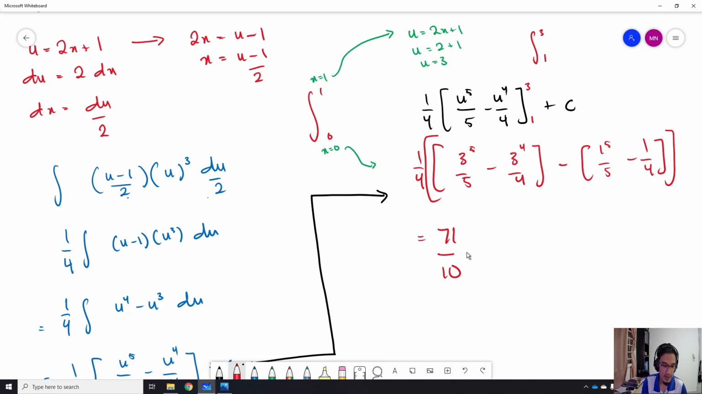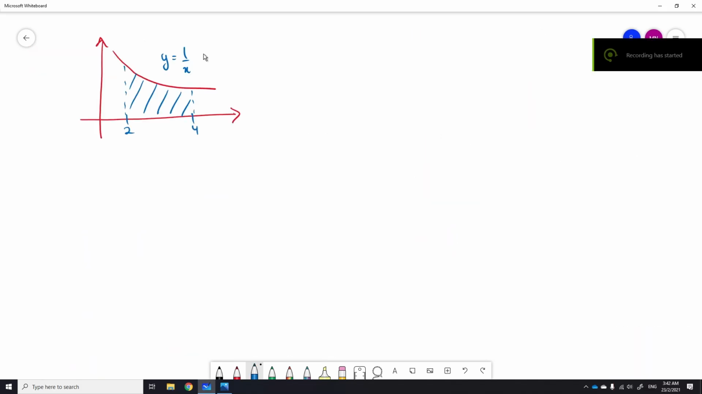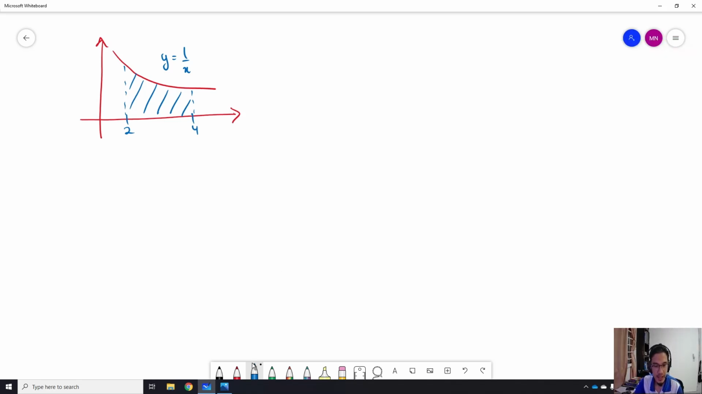So this is our second alternative if you didn't want to change the term of u back into 2x plus 1. Alright, so for this part we will try to find the area of the shaded region. Okay, for example is this graph. So now we want to find the area in the shaded region between x equal to 2 until x equal to 4.